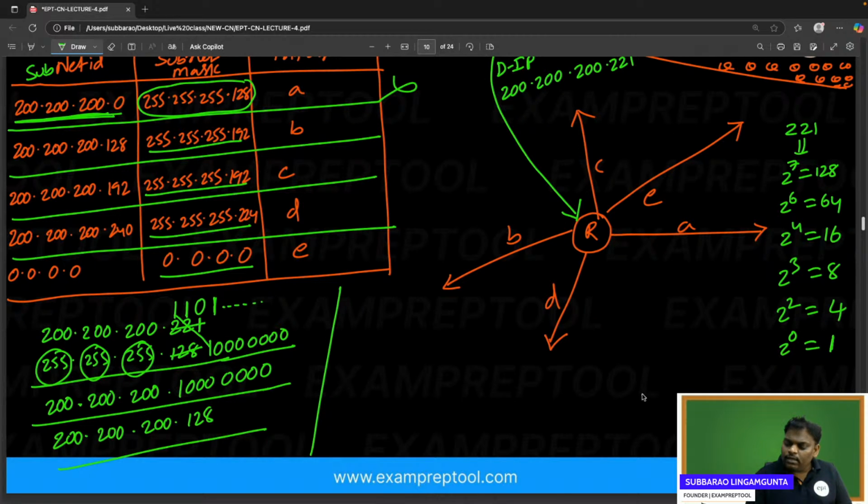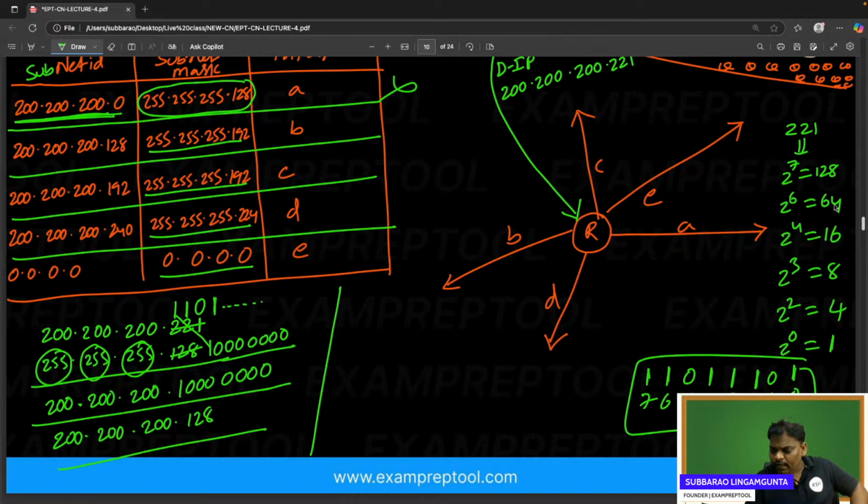So bits 7654, 3210. The 7th bit is 1, the 6th bit is 1, the 5th bit 0, the 4th bit is 1, the 3rd bit is 1, the 2nd bit is 1, the first bit is 0, the 0th bit is 1. So again, I am calculating 128 plus 64, which is going to be 192. 192 plus 8, 200. 200 plus 16 plus 4, 220, plus 1, 221. 221, it is a binary number because it is required again and again.